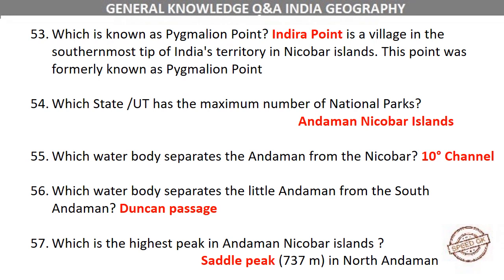Which state union territory has the maximum number of national parks? Andaman Nicobar Islands. Which water body separates the Andaman from the Nicobar? 10 degrees channel. Which water body separates the Little Andaman from the South Andaman? Duncan Passage. Which is the highest peak in Andaman Nicobar Islands? Saddle Peak, 737 meters, in North Andaman.